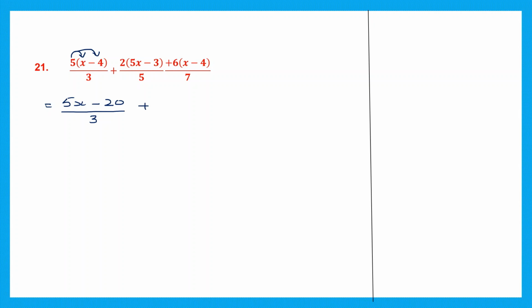So let's go to the next one. The denominator here is 5. Let's multiply 2 into 5x. 2 5s are 10, 10x. Now let's multiply 2 into minus 3, minus, 2 3s are 6. Next one, let's go to the third one. Denominator is 7. 6 into x is 6x. And then 6 into minus 4 is minus, 6 4s are 24.